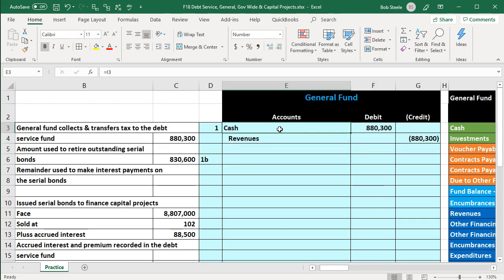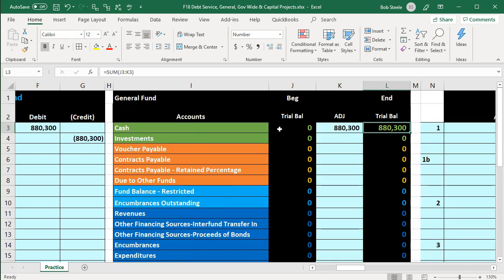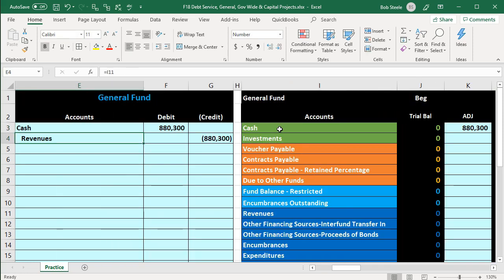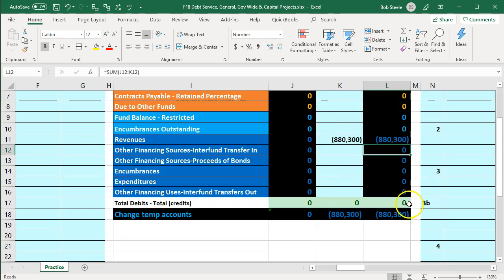Let's post that out. Here's the cash. We're going to debit that. That's going to be in K3 equals, and we'll post that to the debit and enter. And then the credit is going to be on the revenue side. So here's going to be the revenue. We're going to be in K11 equals, and scroll up to the credit. So there we have that. There is the debit and the credit, and that puts us back in balance.